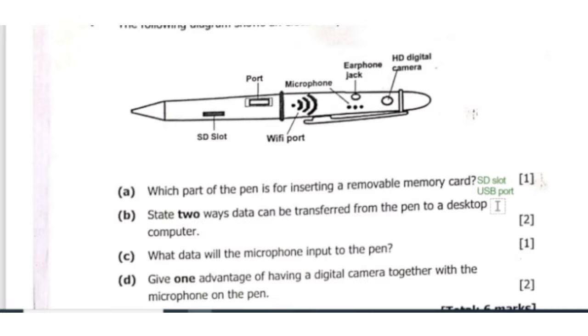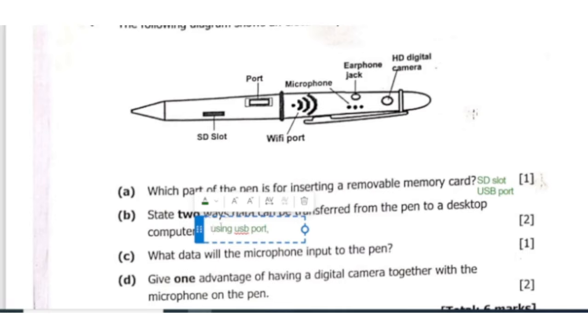Then we come to the next question. State two ways data can be transferred from the pen to a desktop computer. So how can we transfer this into a computer? One, we can transfer it by connecting a USB cable to the USB port, which will be connected to the computer. So we can use USB ports.